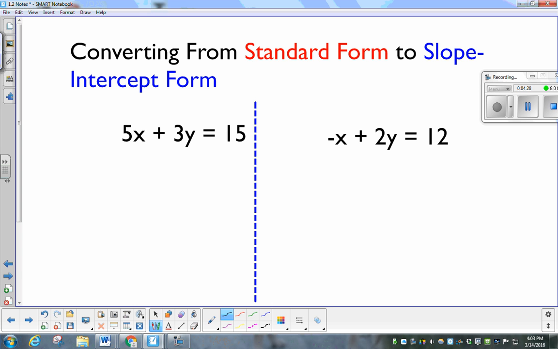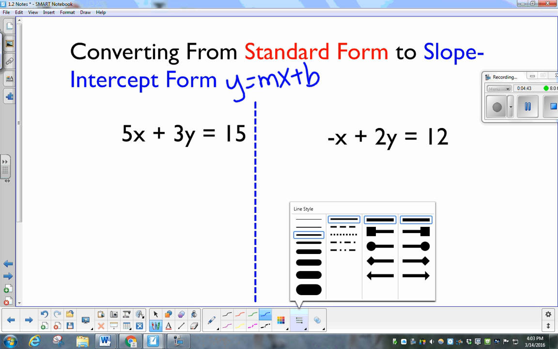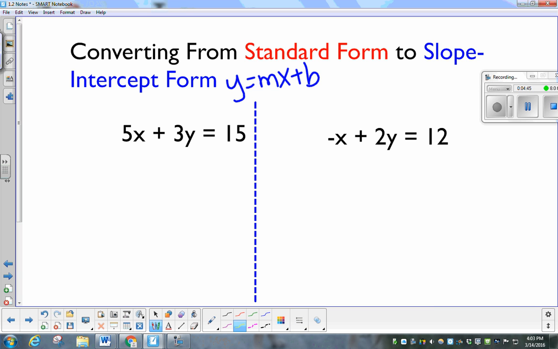So we want to get this in slope-intercept form. Basically, slope-intercept form just means get y by itself. Remember, because it's y equals mx plus b. So you're just trying to get y by itself. It's one of those normal problems that we've been doing lately. I'm going to go ahead and put a line through my equal sign.